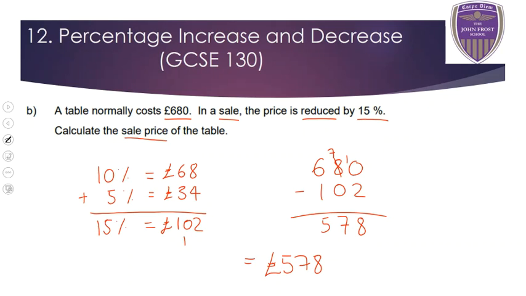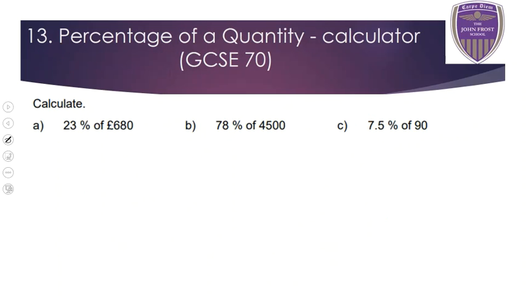So work out the percentage. In this case, then decrease it, so take it away from the original because it says reduced. Using a calculator then, and we've done a lesson on this as well. The best way for us to do this, I'm just going to get my calculator out again.